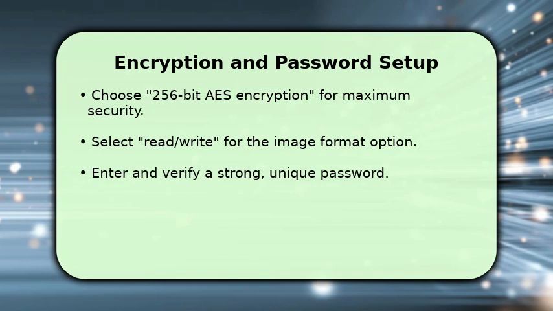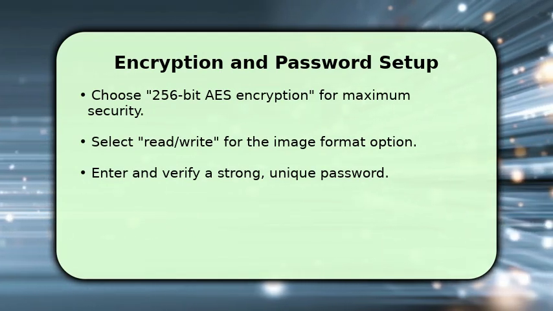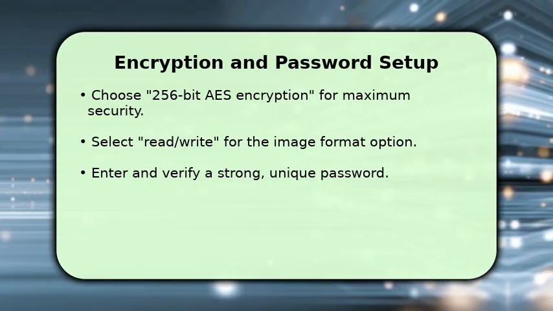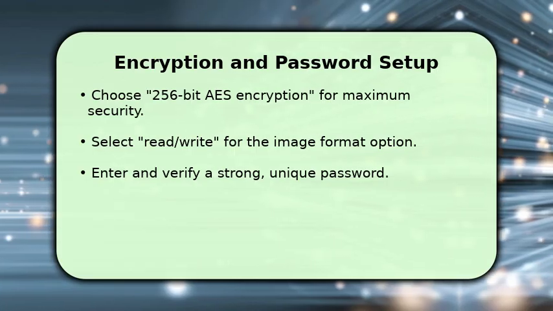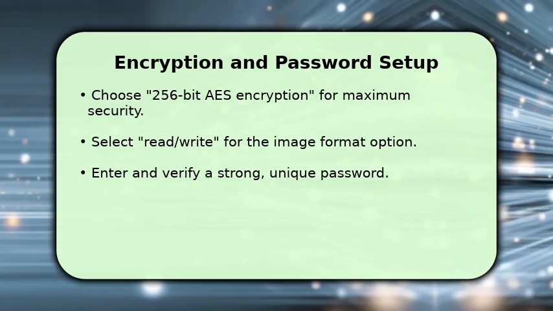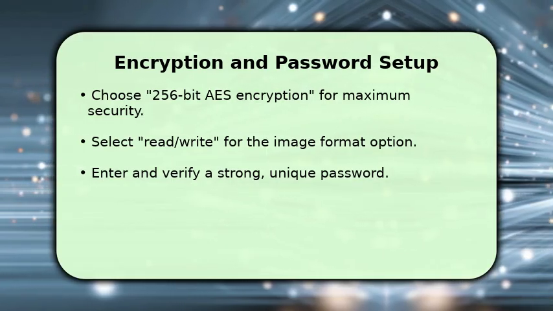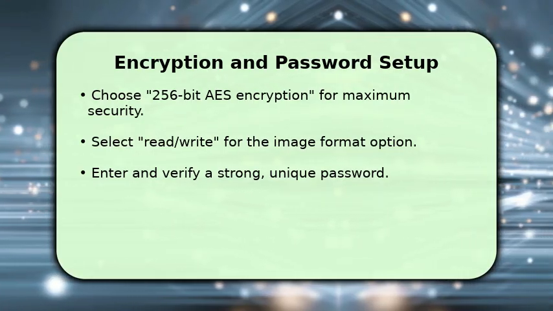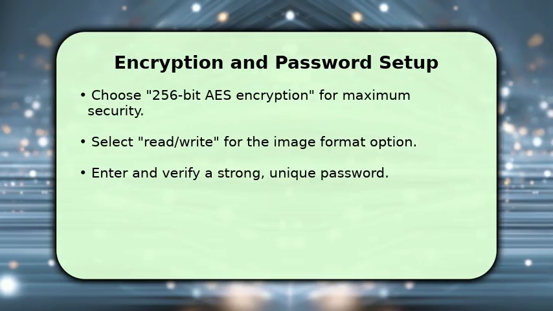Now for the crucial security settings. In the encryption drop-down, select 256-bit AES encryption for robust protection. For the image format, choose read/write so you can add or remove files later. Then, enter a strong, unique password and verify it carefully. Finally, click Save to initiate the creation of your password-protected disk image. This might take a few moments depending on the folder size.